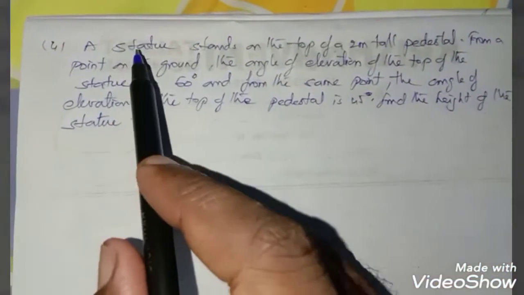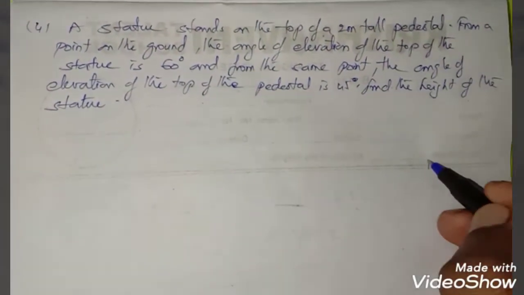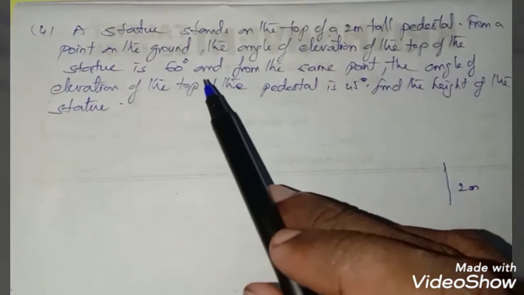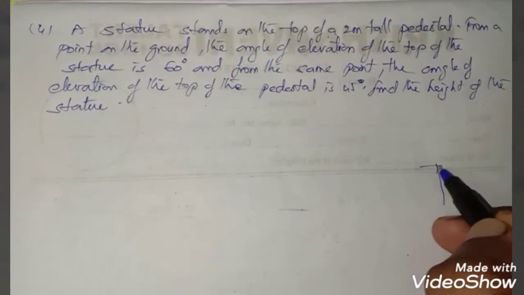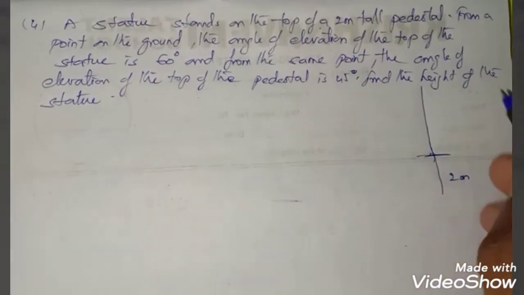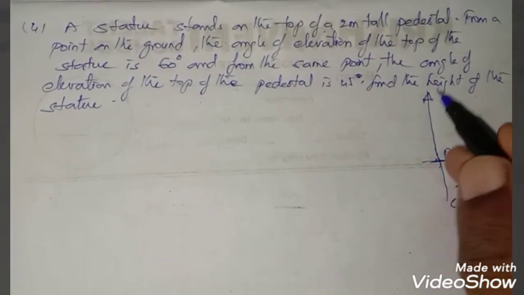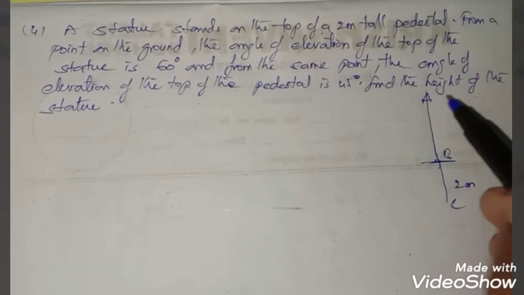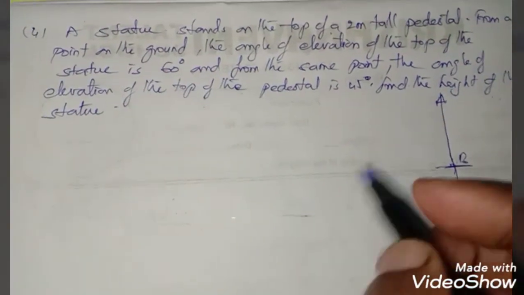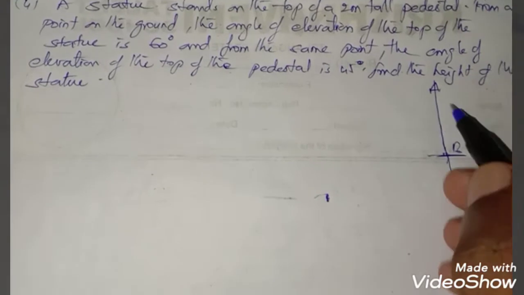Okay, so next question is: a statue stands on the top of a 2-meter tall pedestal. Suppose there is a pedestal which is 2 meters tall. So here this is a statue, right? Name it as A, B and C. So BC is the pedestal and AB is the statue. Then the angle of elevation of the top of the statue is 60 degrees, from a point somewhere on the ground, we don't know what the distance is.